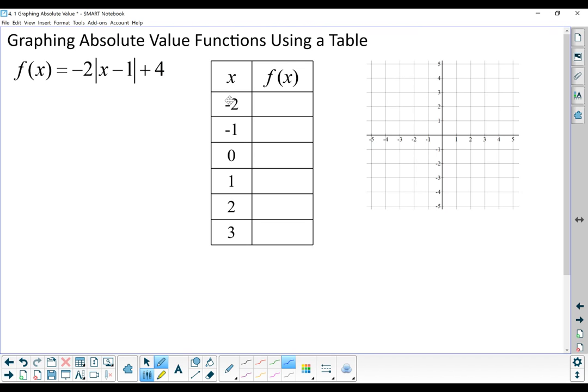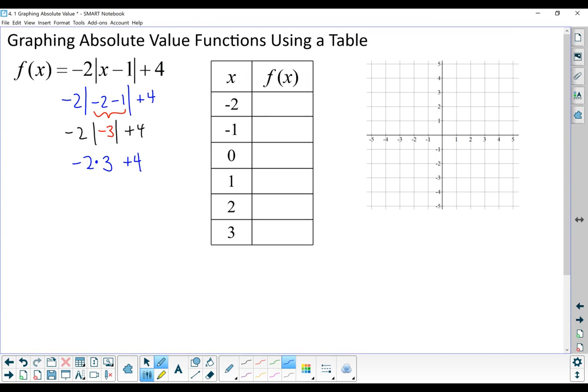So the first x value that I want to substitute in is negative 2. So this is the absolute value of negative 2 minus 1. And we're going to multiply that by a negative 2 in a second, and then we're going to add 4. But we have to start inside that absolute value by adding together that negative 2 and negative 1 to get a negative 3. But we have to take the absolute value of that. So we get a positive 3. So it's negative 2 times a positive 3 plus 4.